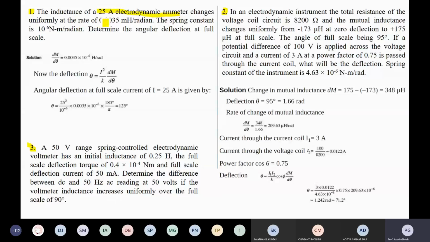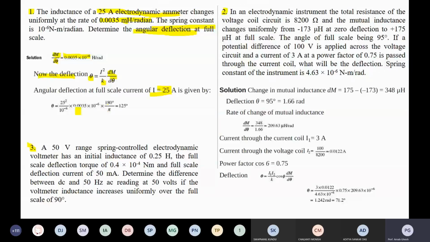Now the deflection: theta equals I square by k times dM/d theta. You know the value of dM/d theta, I is 25 ampere, and the spring constant k is given. You can replace all the values, so 10 to the power minus 6 will cancel. So 25 square into 0.0035 into 180 by pi, so you get degrees. It comes to 125 degree. Very simple problem.